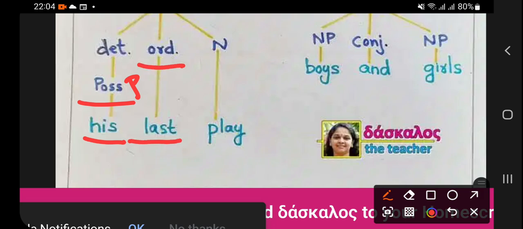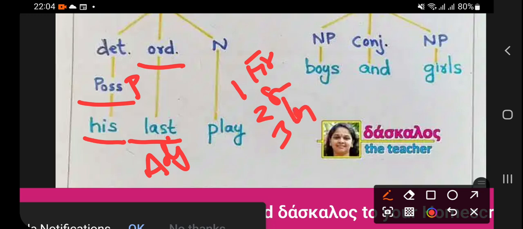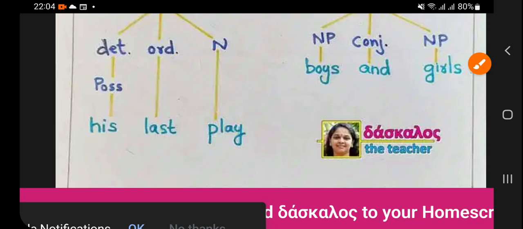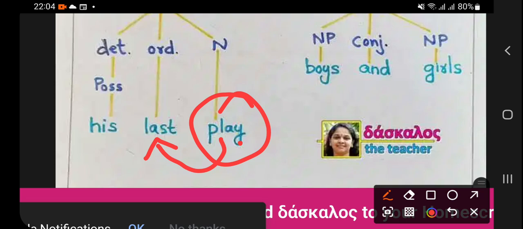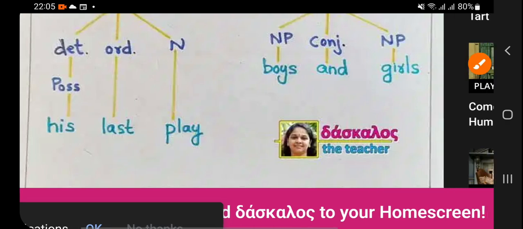"Last" is an adjective. And what adjective? Cardinal and ordinal. Cardinal is 1, 2, 3, and ordinal is order: first, second, last. So this is an ordinal adjective. It qualifies what? The noun, which is "play". So the word before the noun "play" which qualifies the noun is called an adjective. And what kind of adjective? Ordinal adjective.